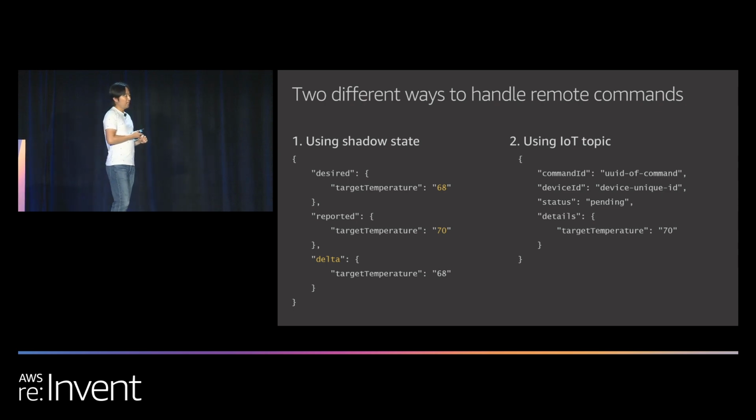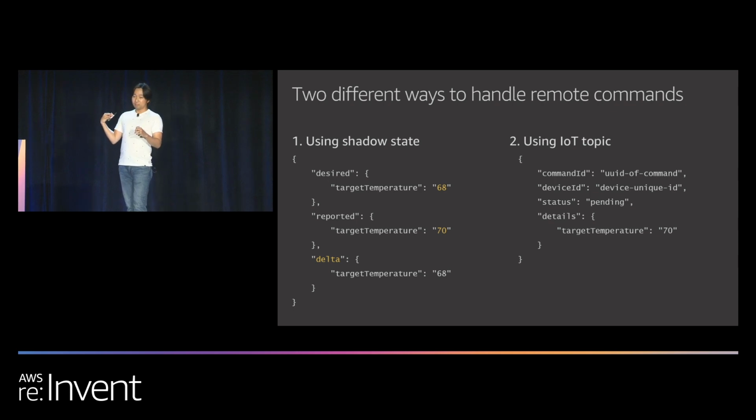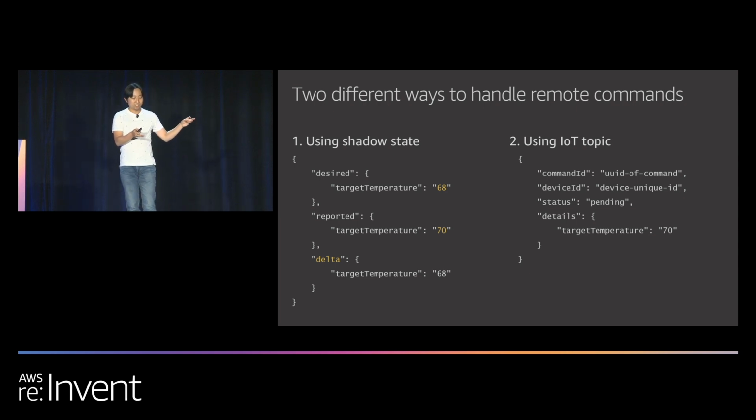Another way is to use AWS IoT topics. Your device is going to subscribe to the topic as well. So once your user creates any command through the web console, the device is going to get the topic. The topic would look like target temperature is setting to 70 degrees. Then you can change your device target temperature as well.